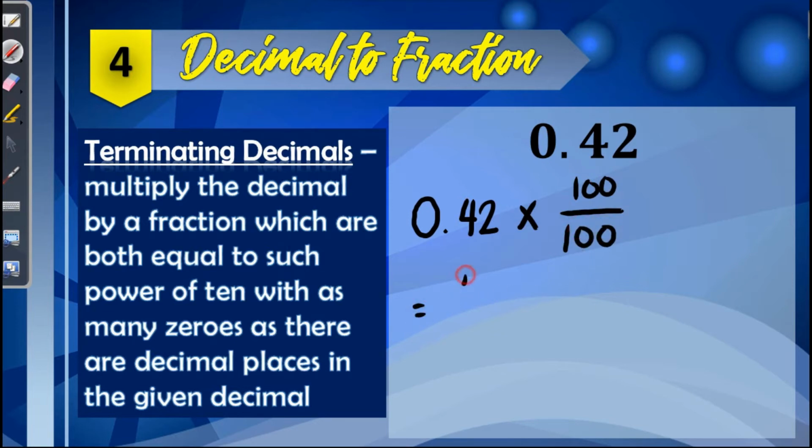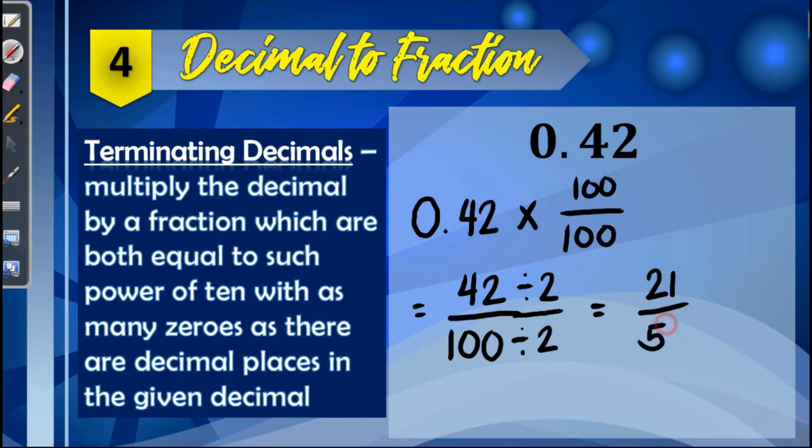Simplify, so we will have 42 over 100. Always take note that the fraction must be in lowest term, so here we still have to get the simplest form. 42 and 100 can both be divided by 2, so we have 42 divided by 2 and 100 divided by 2. So we have 21 over 50. As you can see, 21 and 50 only have a greatest common factor of 1. Therefore, we can conclude that 42 hundredths in fraction is equal to 21 over 50.